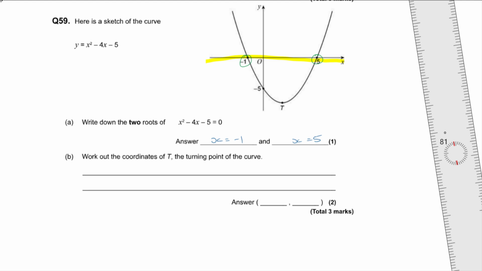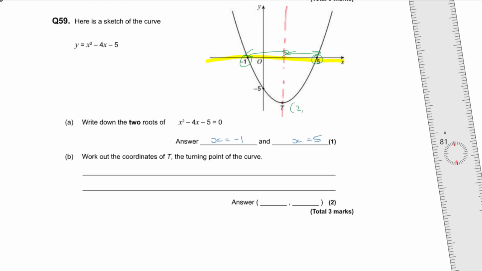The x coordinate is going to lie halfway between these two. Because the graph is symmetrical down the middle here, this is like a mirror line, the distance from here to here is the same as the distance from there to there. So what's halfway between minus 1 and 5? Well, minus 1 plus 5 is 4, divided by 2 is 2. So the x coordinate is going to be 2.